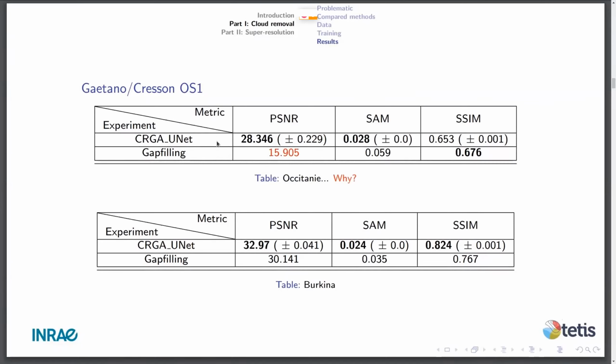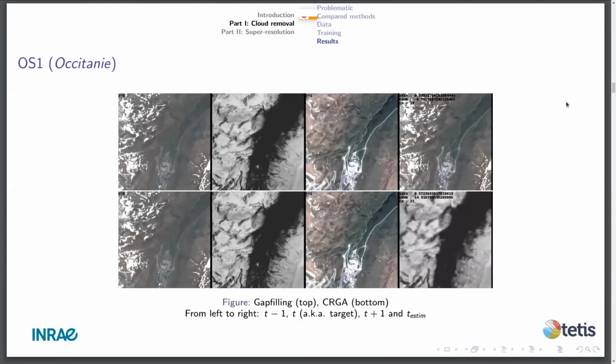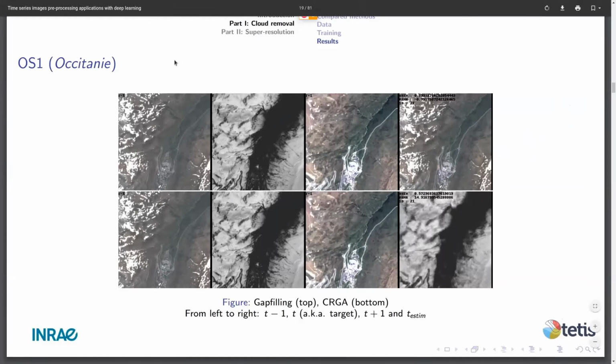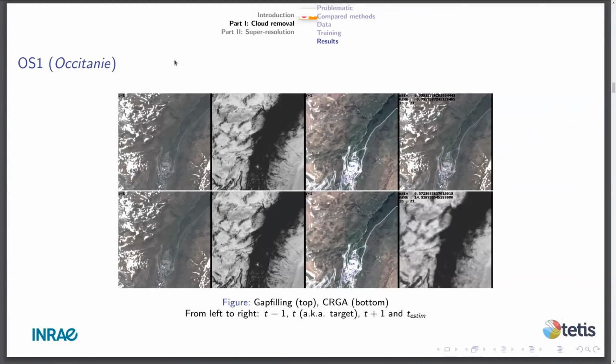So we look at the generated patches computed on the validation dataset. Here we can see the patches that are computed on the validation dataset from the gap filling on the first row and from the deep learning based approach on the second row. The first column is the optical image, which is acquired just before the image to reconstruct. The second column is the reference image.